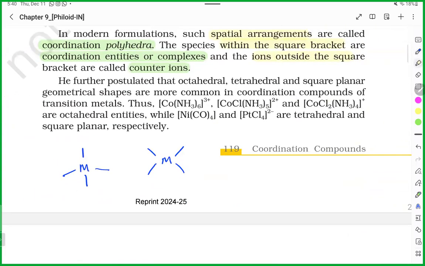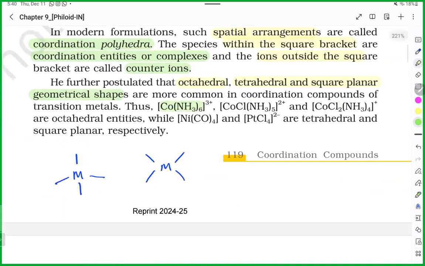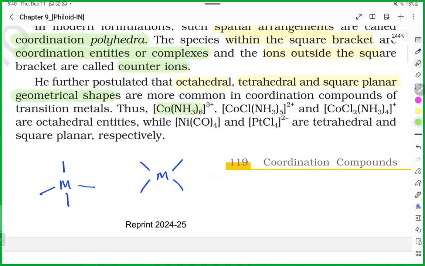He also said that there are different types of compounds, different types of shapes. Shape could be octahedral, or tetrahedral or square planar if the coordination number is 4. These are the different geometrical shapes. Example, here it will be octahedral. Why? Because there are 6 ligands, coordination number 6. Here again it will be 6. Here it will be 6. Correct?